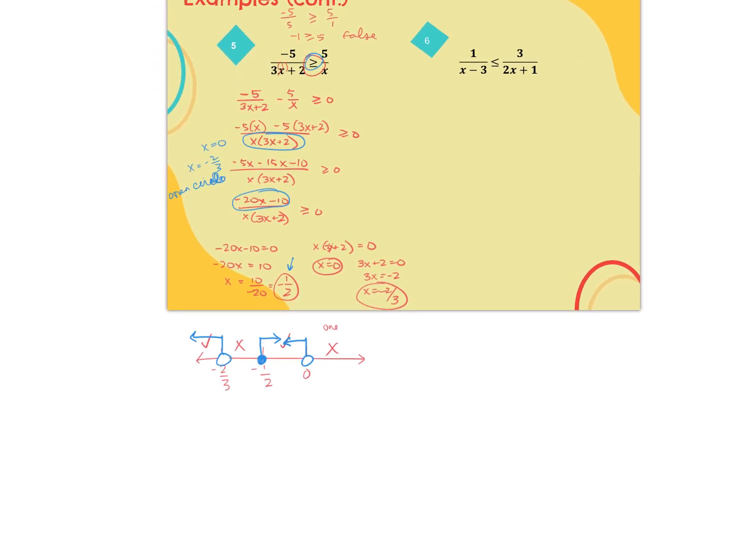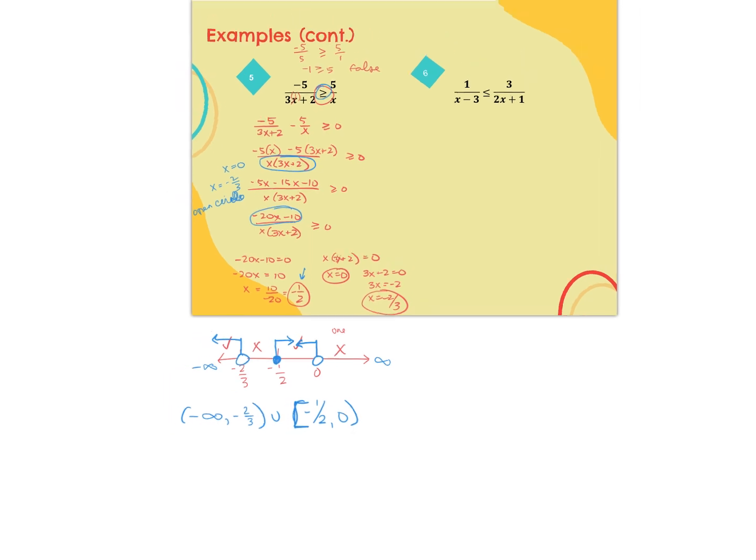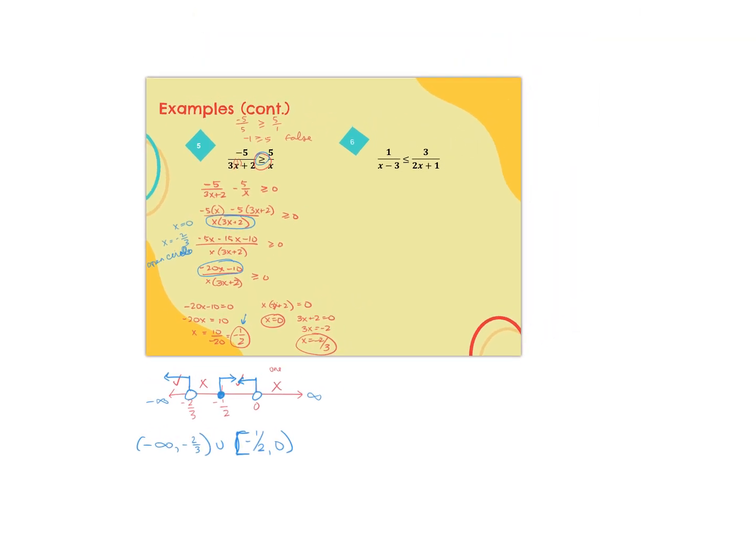So now when I go to do my, remember this is negative infinity and positive infinity, so when I go to do my interval notation, it's going to be negative infinity to negative 2/3, parentheses, union, and I'm going to do negative 1/2 to 0. It's going to include the negative 1/2 but not include the 0. And so that is my solution. So a lot to remember in these.